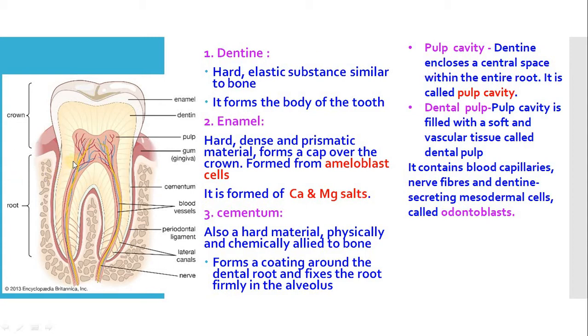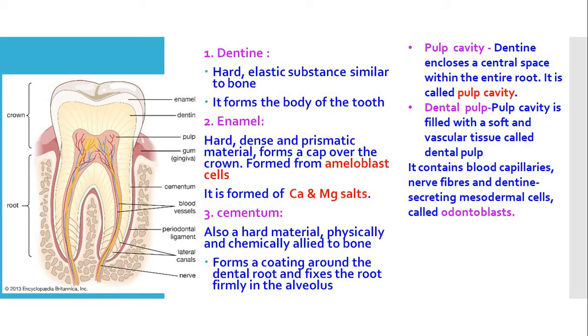Then what is meant by pulp cavity? You can see here the innermost medullary portion, the pulp cavity. Dentine encloses a central space within the entire root. This is the dentine, and it encloses a central space. It's called the pulp cavity. Then dental pulp. What is present inside the pulp cavity is called dental pulp. The pulp cavity is filled with a soft and vascular tissue. Vascular refers to blood vessels. The tissue with blood vessels is called vascular tissue.